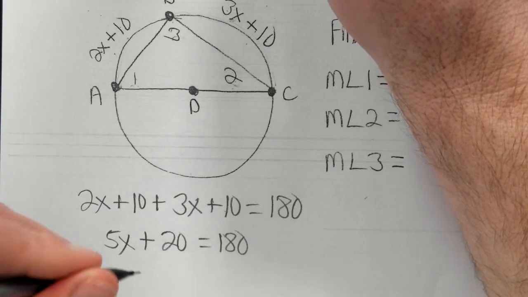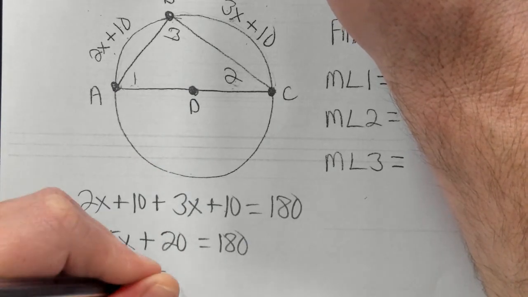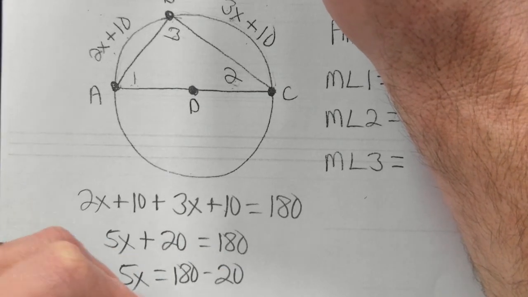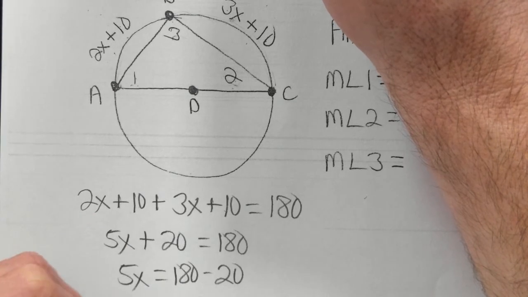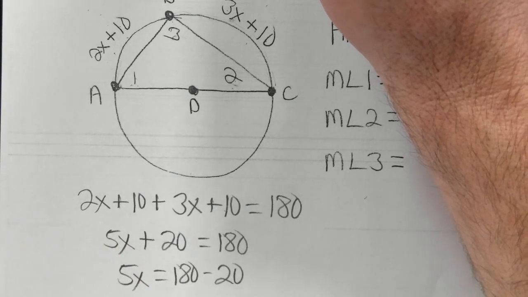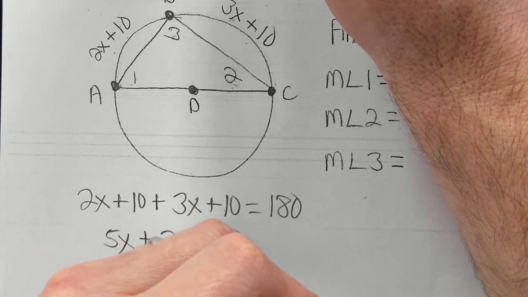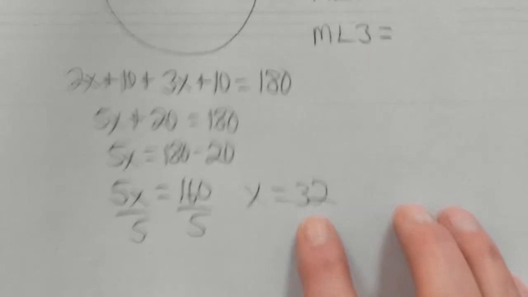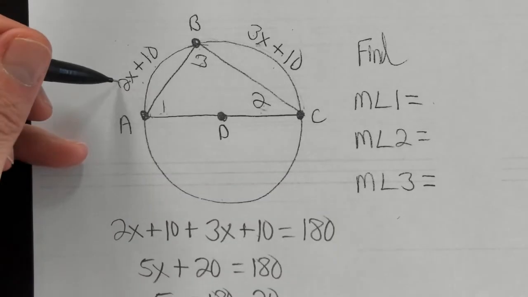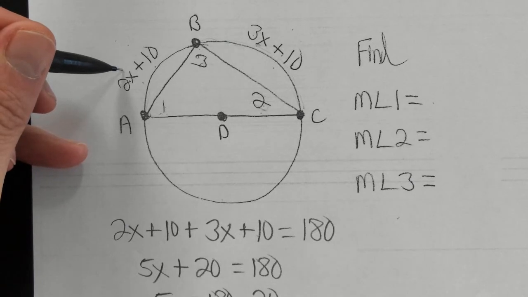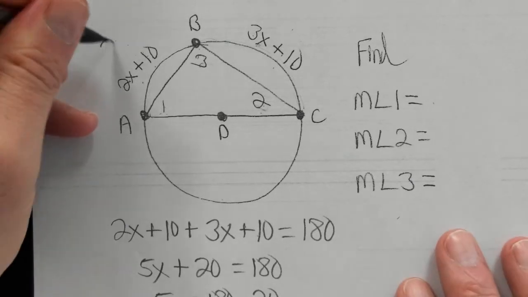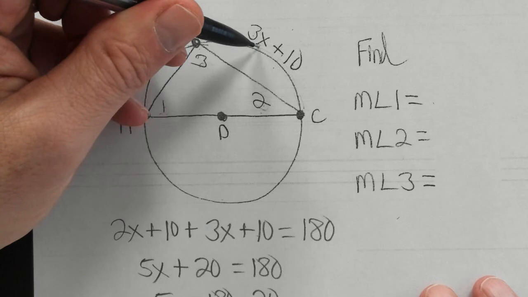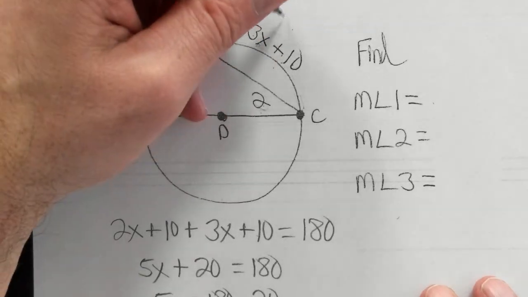Let's move the 20 to the other side and get 5x is equal to 180 minus 20. And let's also get 5x is equal to 160. I can divide it by 5. And then we'll get our x is equal to 32. Now remember, that's not the answer there, right? But that will allow me to get these arcs. So if I do 2 times 32, that's 64 plus 10 is 74. So that arc's 74. 32 times 3 would be 96 plus 10 is 106.